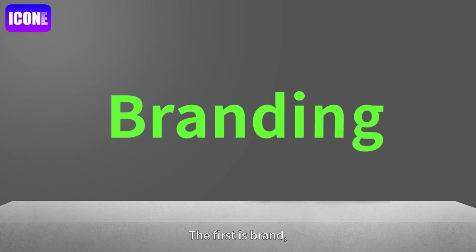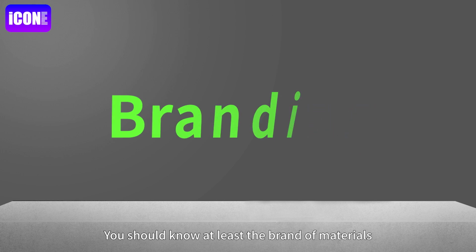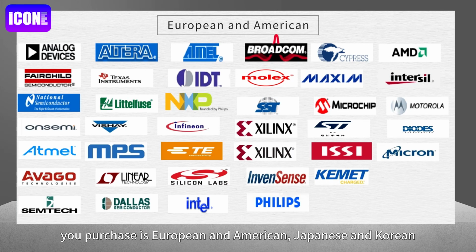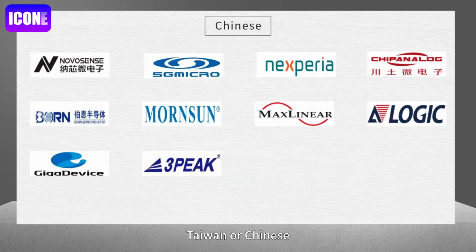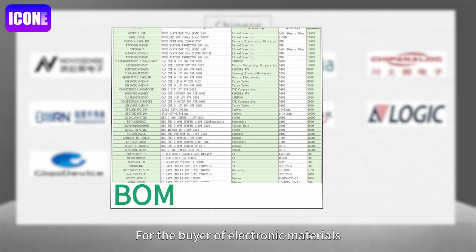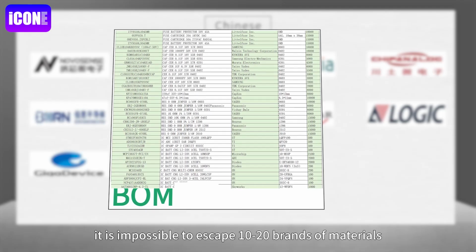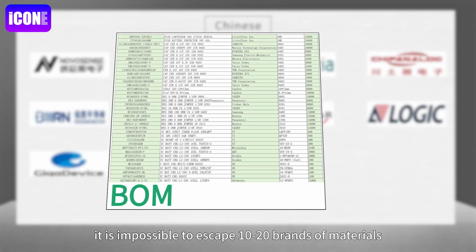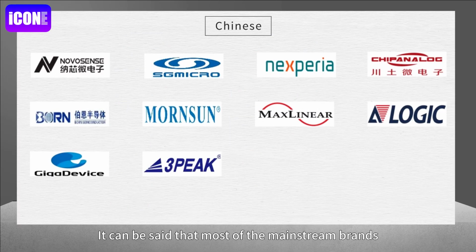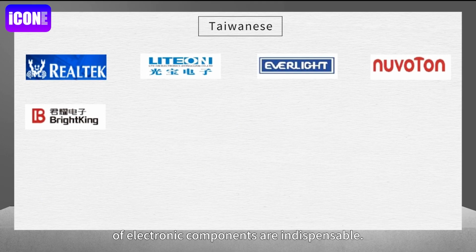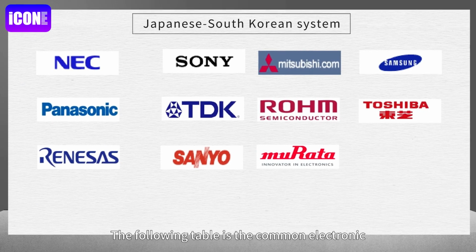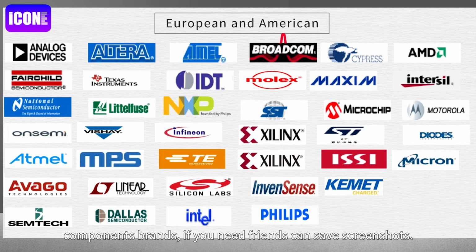The first is brand. You should know at least whether the brand of the materials you purchase is European and American, Japanese and Korean, Taiwan, or Chinese. For the buyer of electronic materials, it is impossible to escape 10 to 20 brands of materials in a BOM sheet. It can be said that most of the mainstream brands of electronic components are indispensable. The following table is the common electronic component brands. If you need it, friends can save a screenshot.